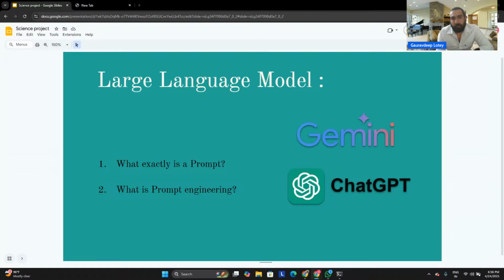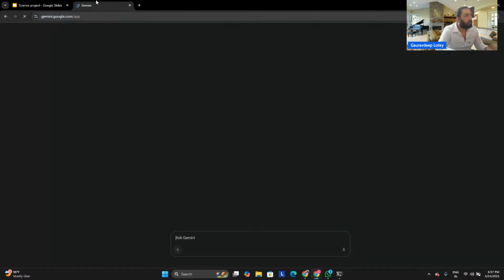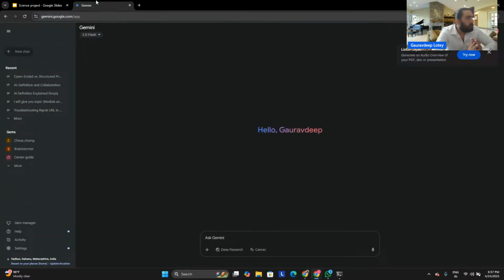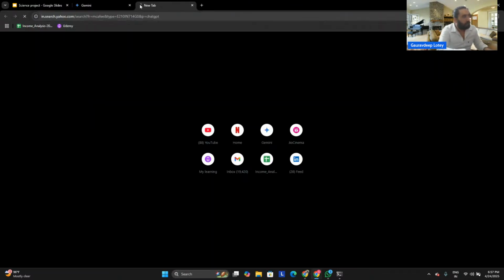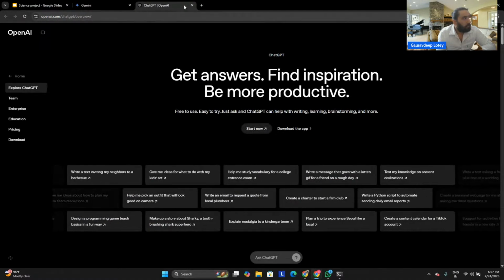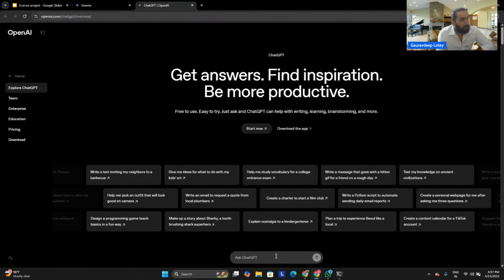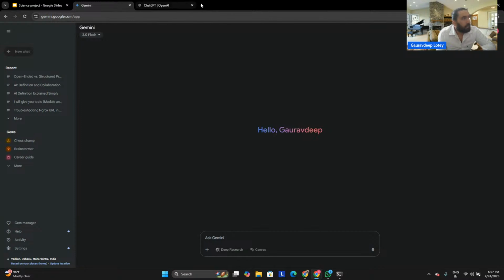So again, this is what the prompt in itself is supposed to be. Now the prompt could be open-ended or close-ended. I'll talk about it a little bit right now. Suppose let us go to Gemini to begin with. So this is Gemini. You can use any of the models. You can also use ChatGPT to begin with. This is Ask ChatGPT, and this is Gemini.